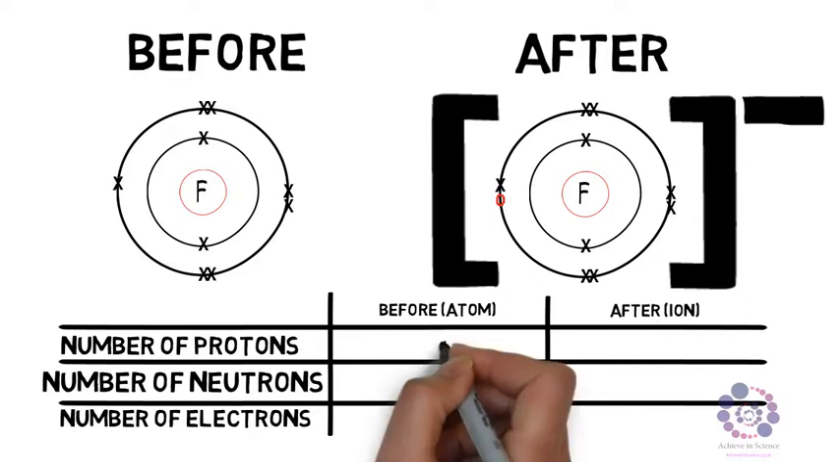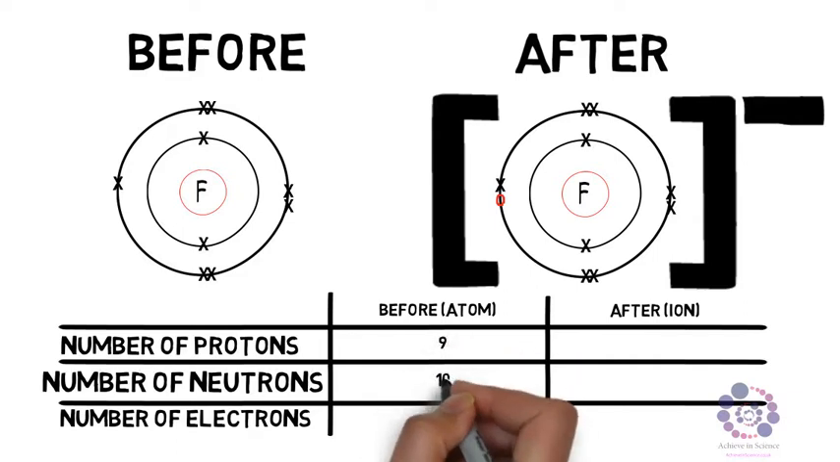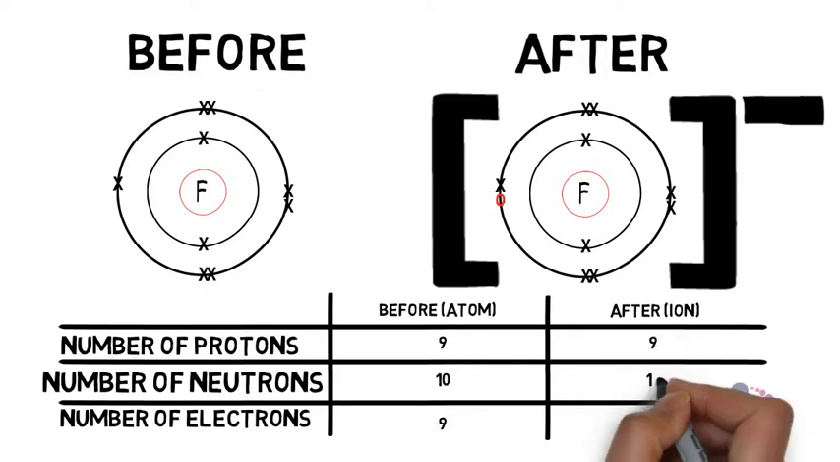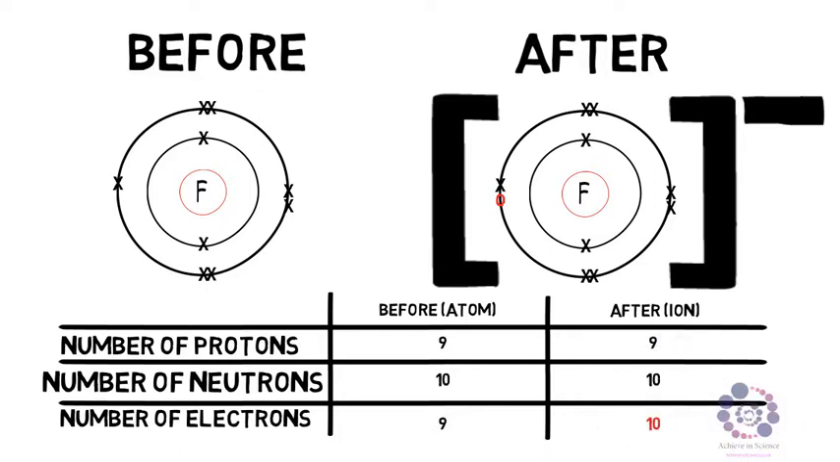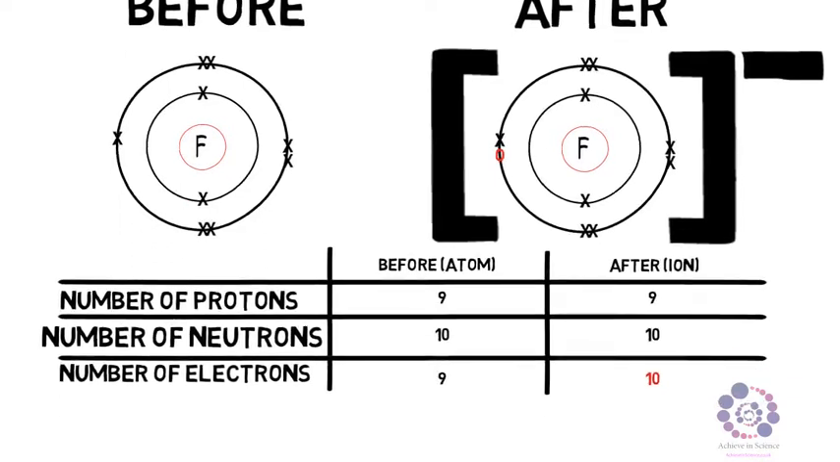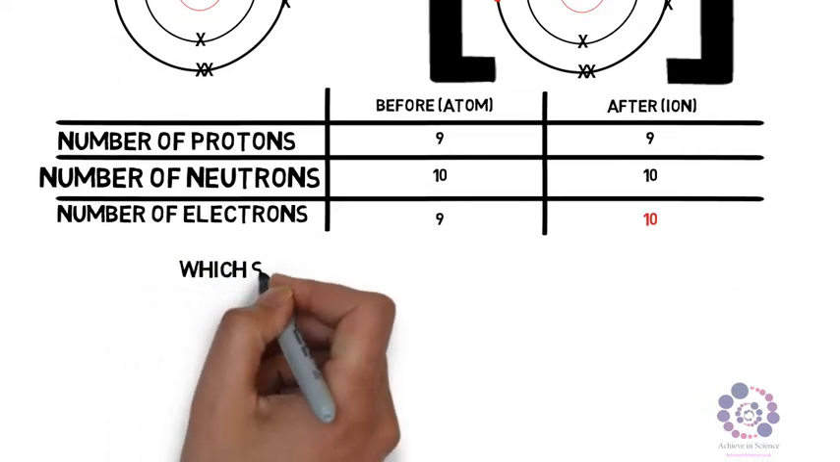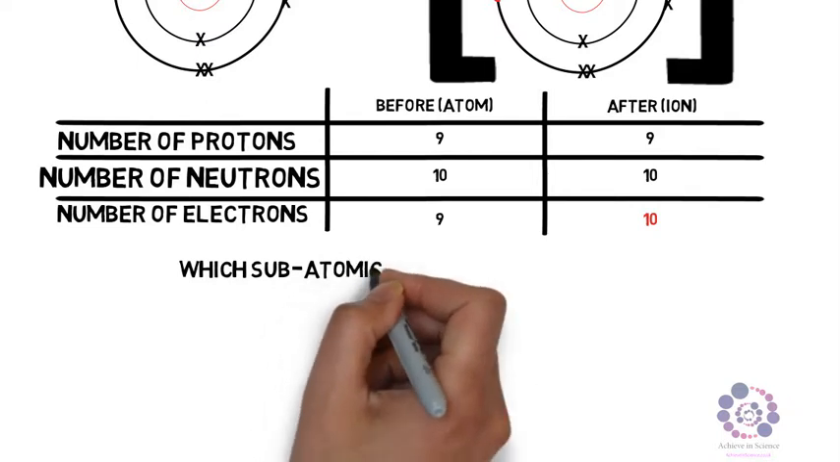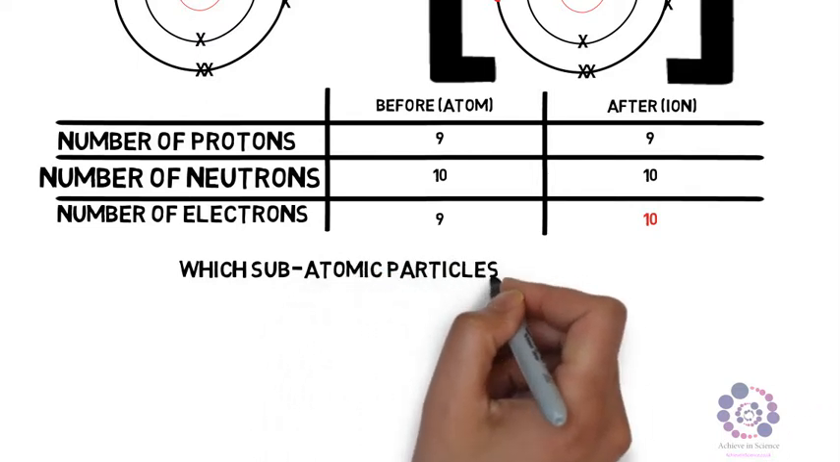So before, it had an atomic number of 9. It had a mass number of 19 and therefore 10 neutrons. It had 9 electrons. We haven't changed the number of protons, we have just given it an extra electron. So now it has 10.